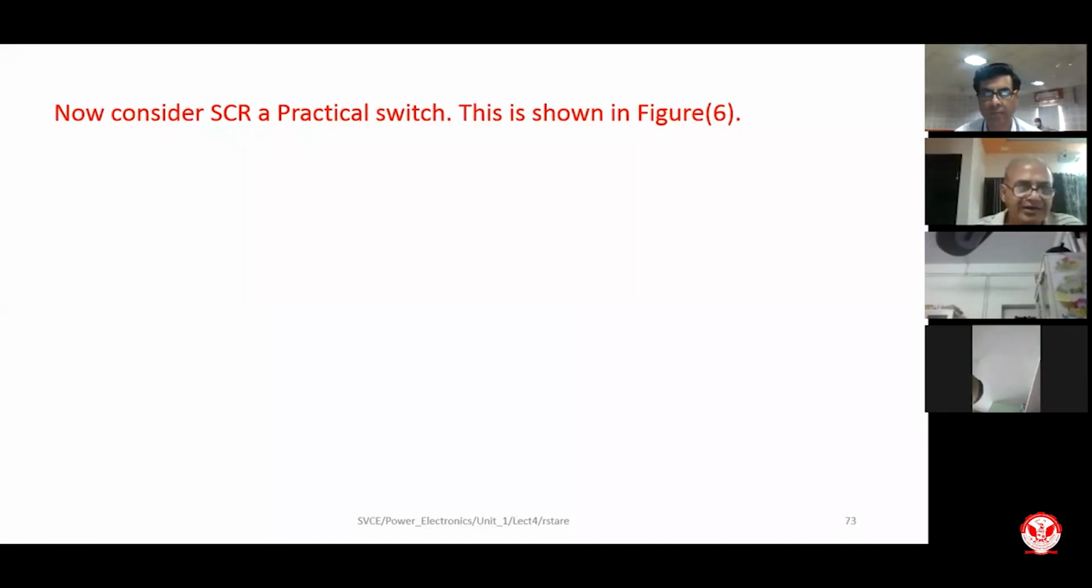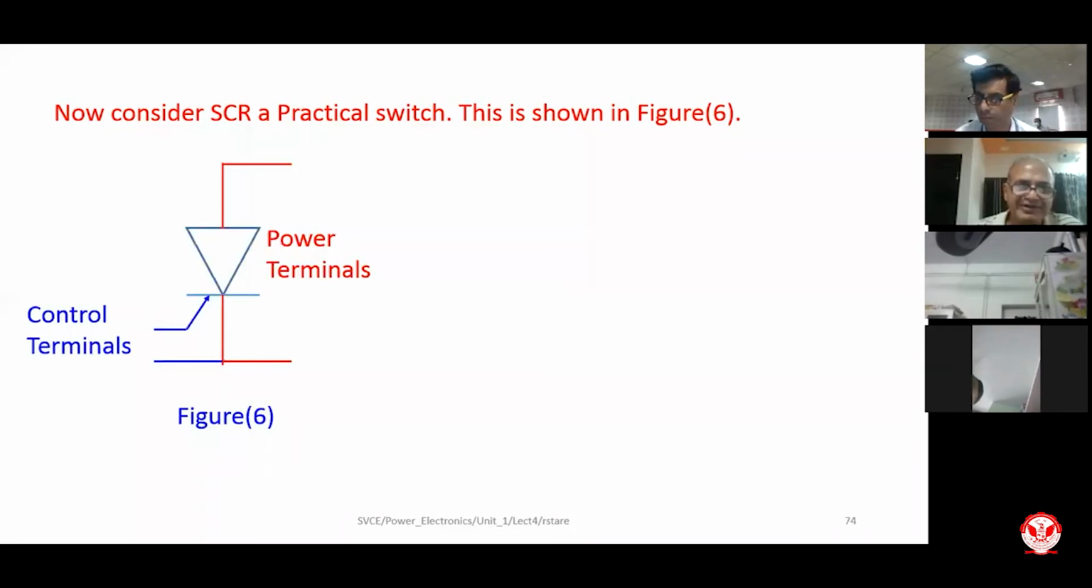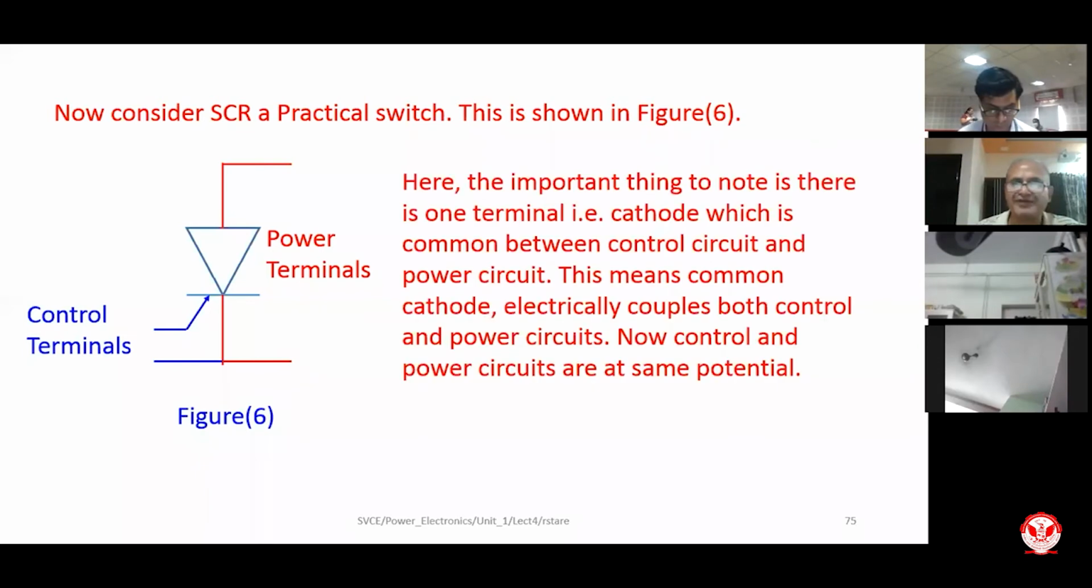In the figure here, red terminals I'm showing as power terminals, and blue terminals I'm showing as control terminals. These are the control terminals. I will inject current into the gate terminal and collect it from cathode to turn it on. If proper value of gate current is injected and the switch is forward biased, current will enter from the anode side and will leave the cathode side. It means very clear here that cathode is common between control circuit and power circuit. It's very important. Cathode is common between control circuit and power circuit, which is unlike in our relay kind of thing.